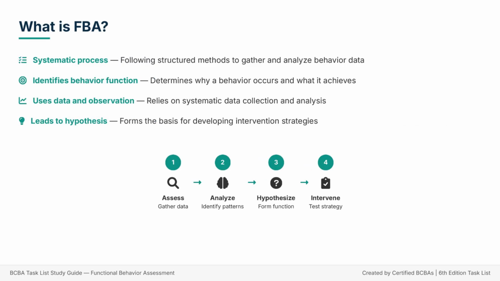Formally, a functional behavior assessment is a systematic process for identifying the function of behavior through data collection, analysis, and hypothesis development. There are 4 key components. First, we collect data. Second, we analyze patterns. Third, we develop a hypothesis about function. And fourth, we test that hypothesis through intervention. So FBA is not a single tool. It is a process of scientific reasoning applied to behavior.